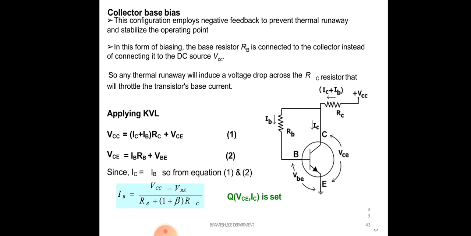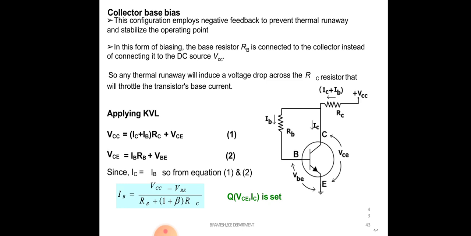To overcome the disadvantage, we move to collector-to-base bias. This configuration employs negative feedback to prevent thermal runaway and stabilize the operating point. In this form of biasing, the bias resistor RB is connected to the collector instead of to the DC source VCC. So any thermal runaway will induce a voltage drop across the RC resistor that will throttle the base current.